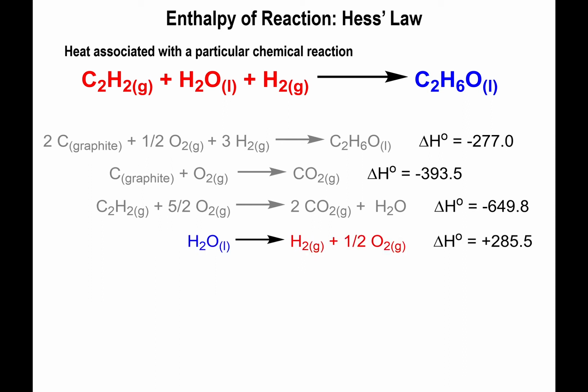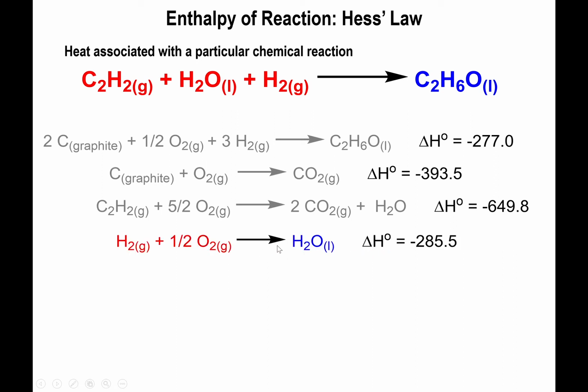Now, what I'm going to do is actually switch the equation over. So take a look at this. Before we had H2 plus half O2 giving us water with a delta H of negative 285.5. What I'm going to do is reverse the equation. So the H2O is now going to be a reactant, and the H2 and the O2 will be products.